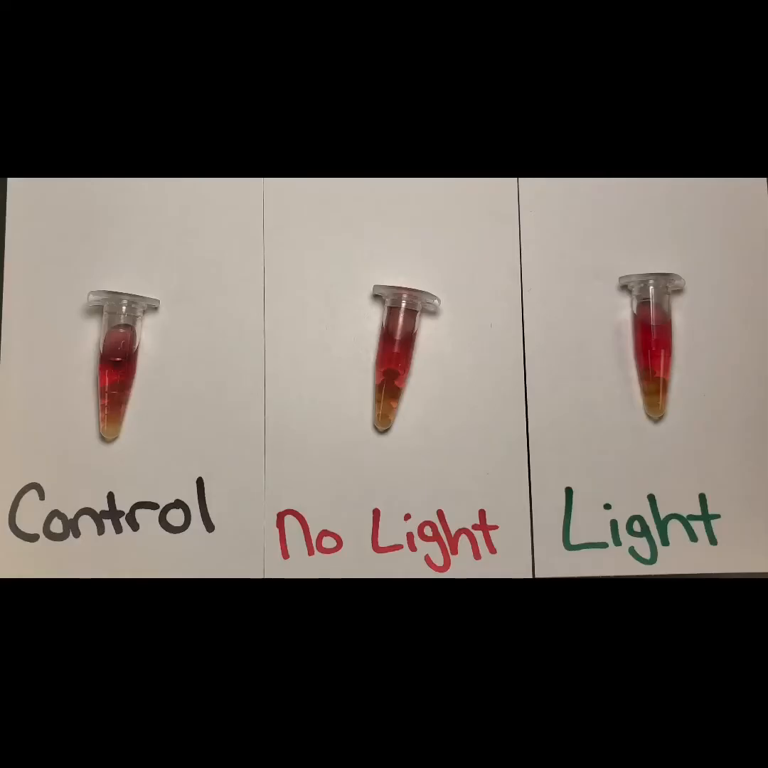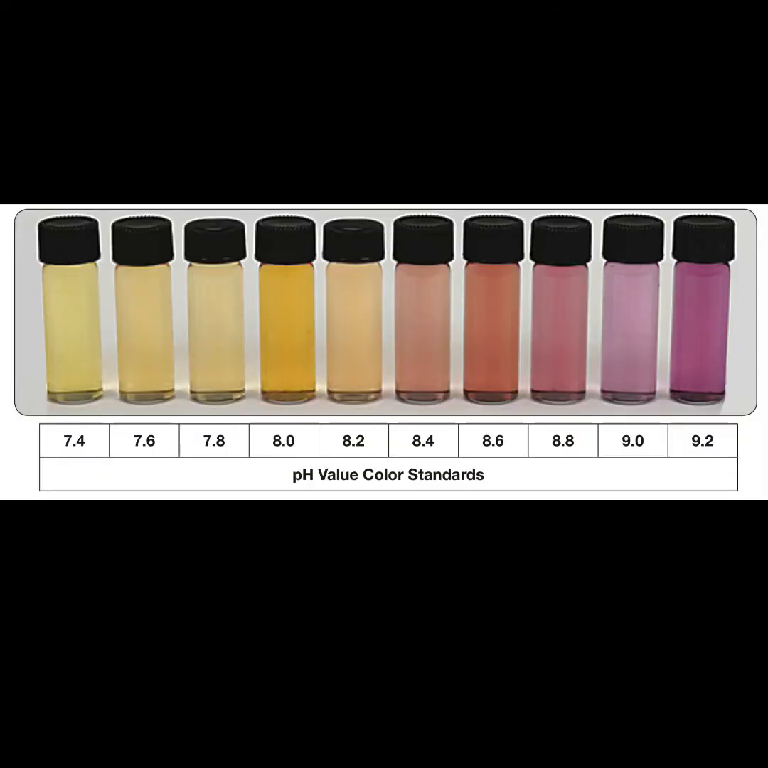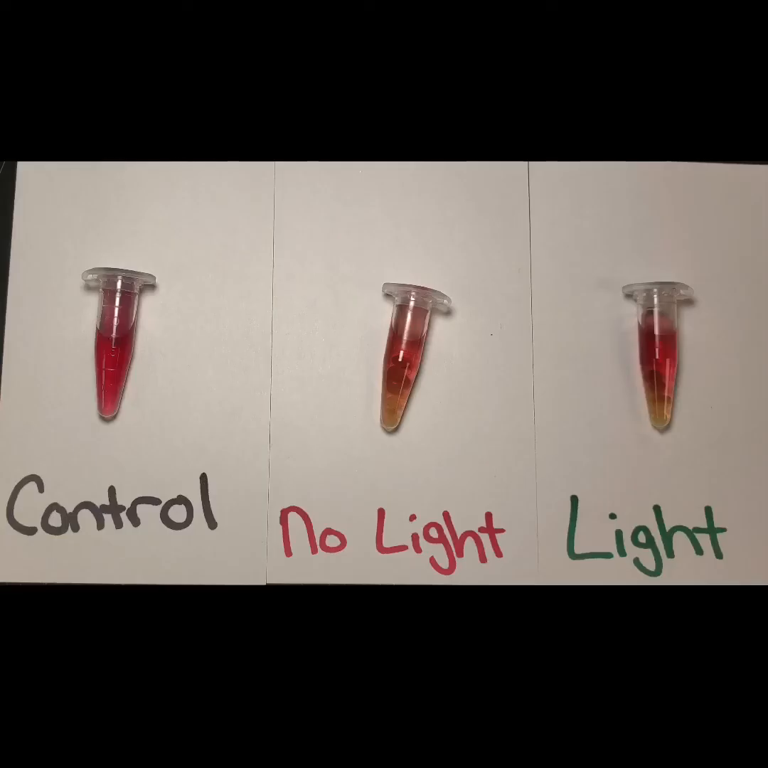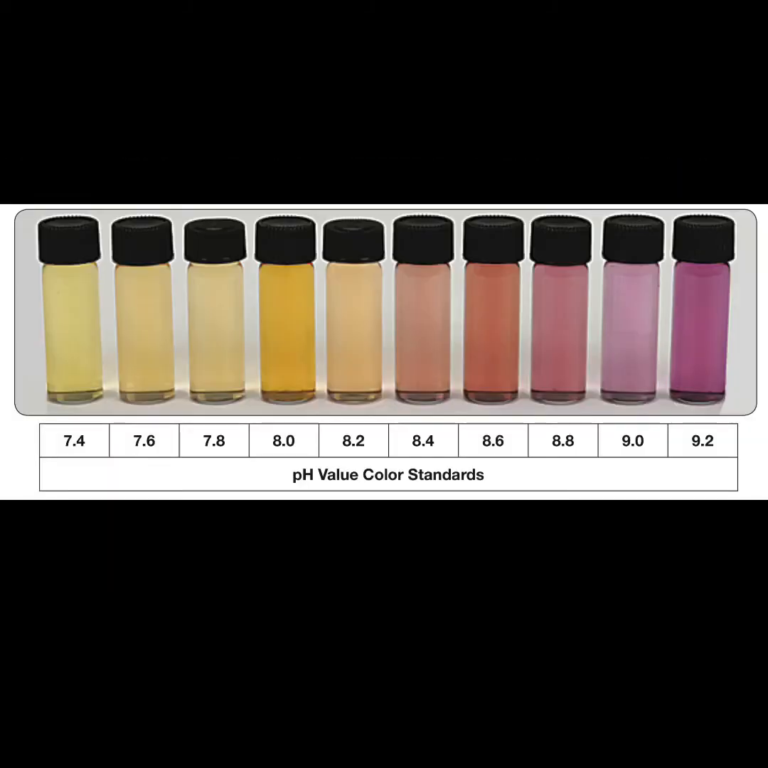Time, 0 minutes. Based on the color of the bicarbonate indicator solution, determine the pH for all 3 trials. Here are the pH value colored standards to help you make your observation. Time, 5 minutes. Based on the color of the bicarbonate indicator solution, determine the pH for all 3 trials. Here are the pH value colored standards to help you make your observation.